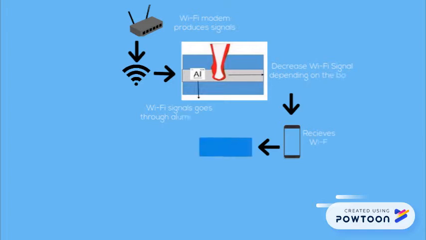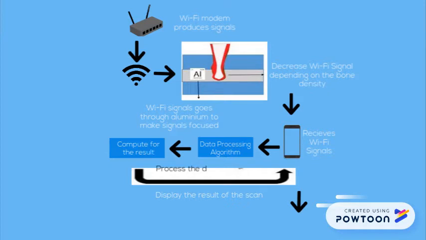The receiver gets the Wi-Fi signal, and the algorithm will process the data and compute the result. The processed data will be received by the mobile phone and saved on the online web server.